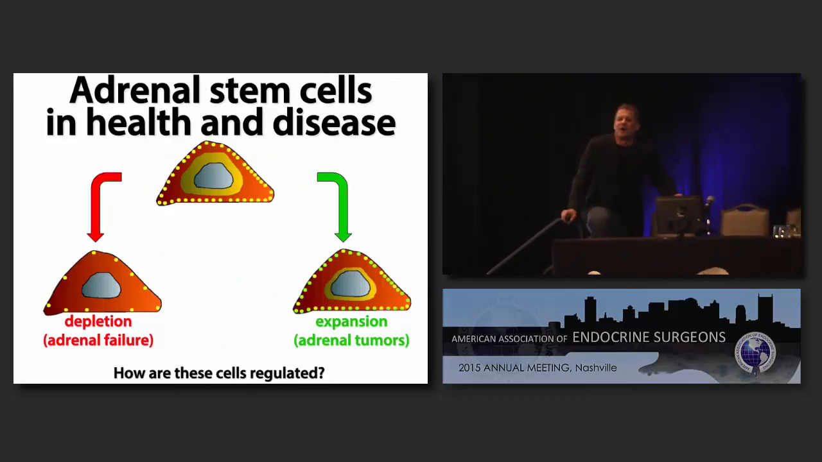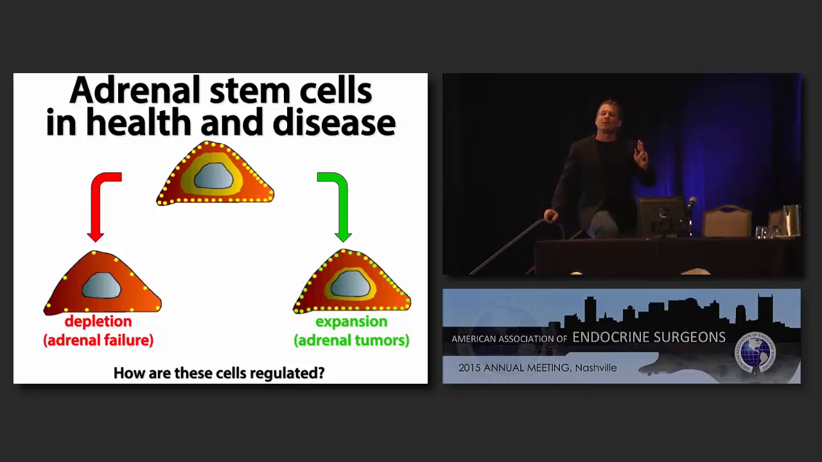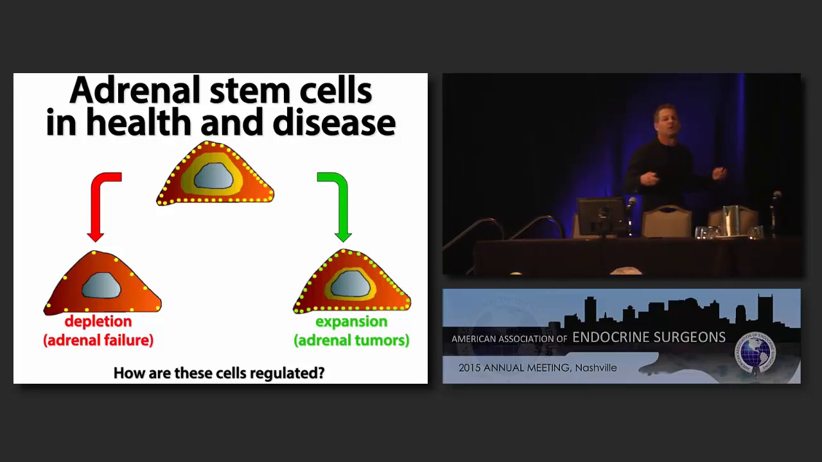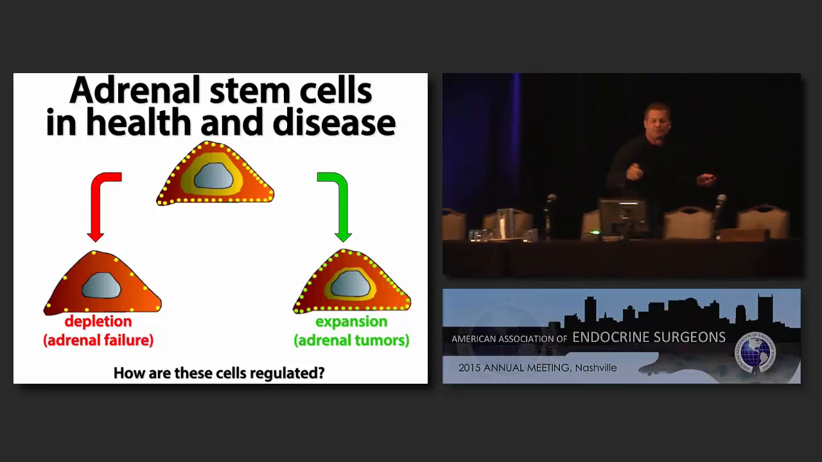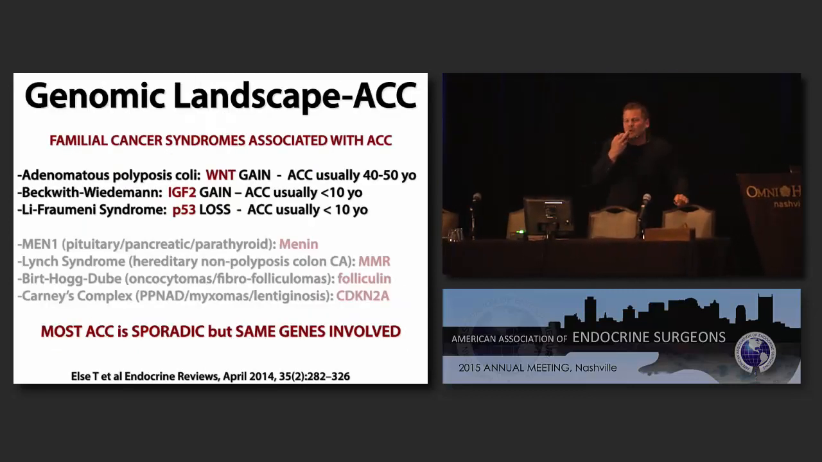They were important for homeostasis, but they were also important for diseases, perhaps where, not to be too simplistic, depletion of cells resulted in failure, expansion of cells contributed to adrenal disease like tumorigenesis. Okay? And that's what got us looking more deeply at the genes involved in cancer that we were then going to explore in mouse models of homeostasis.